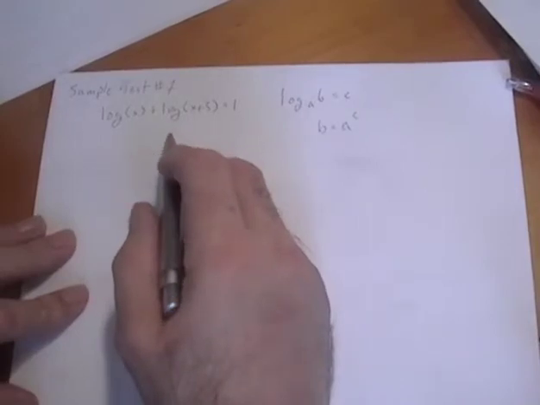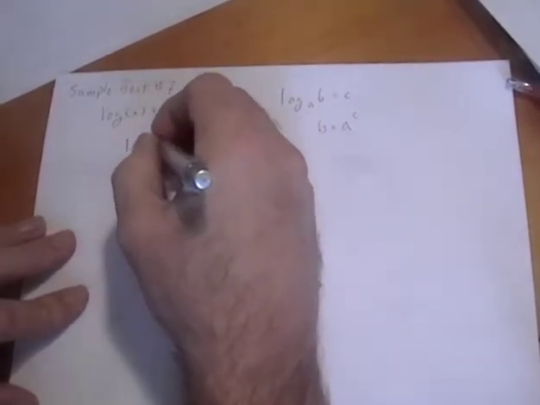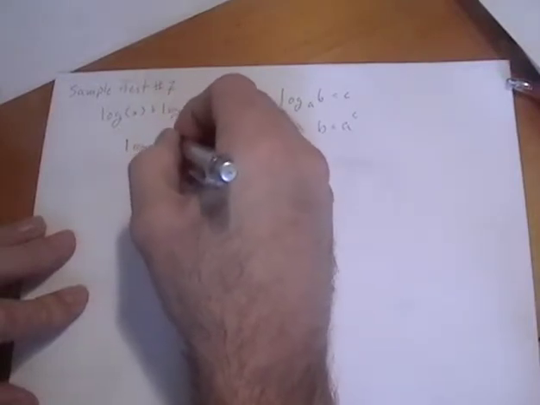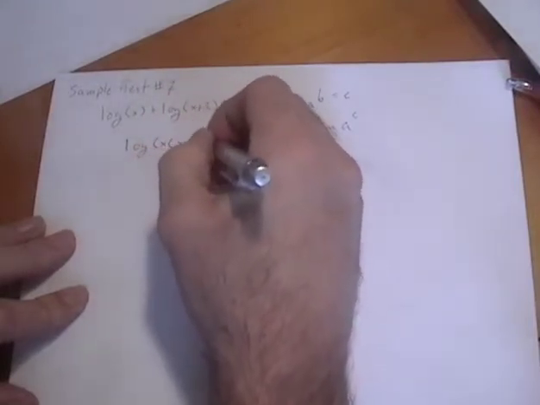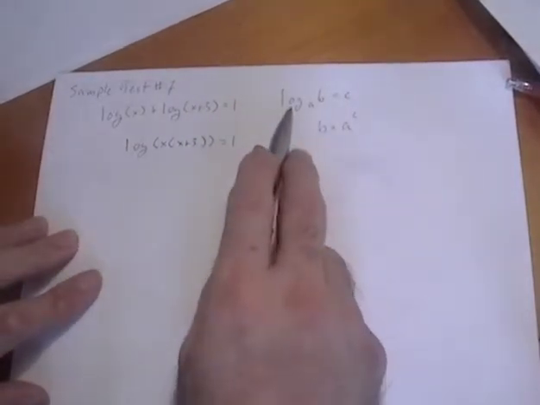The log of a product is the sum of the logs. So I could rewrite this as the log of the first times the second. Now I have something of this form.